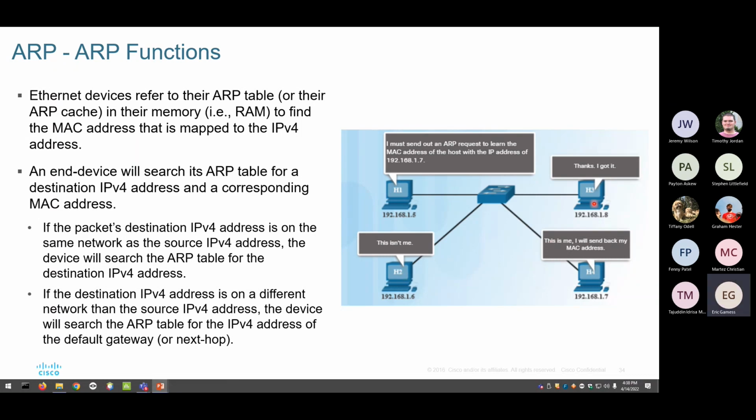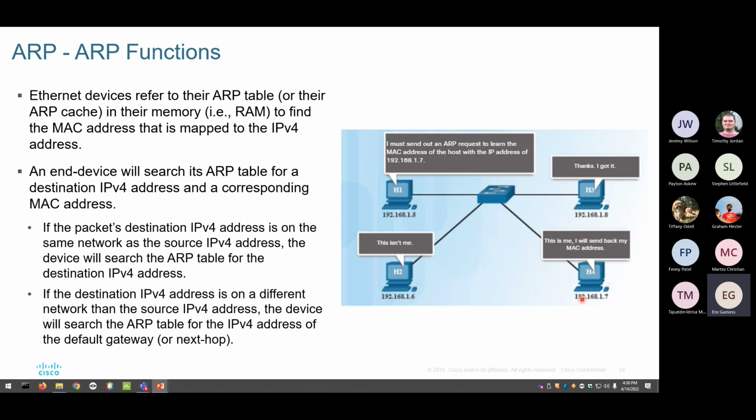H3 will do the same thing because the question is, if you have the IP address 192.168.1.7, please send me your MAC address back. So H3 will say, this is not my IP address, I don't have to answer this question. Now H4 will see that the question is for it, because it does have this IP address 192.168.1.7. So H4 will send back an ARP reply.